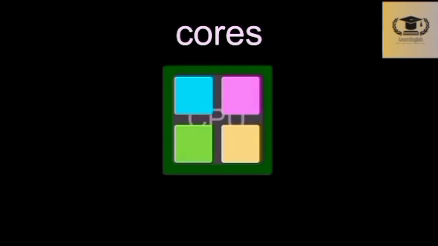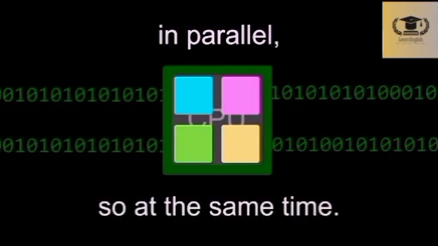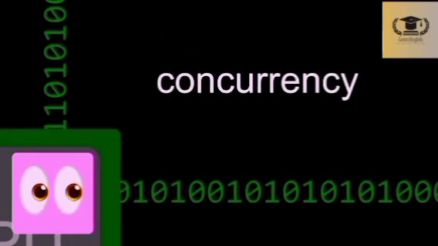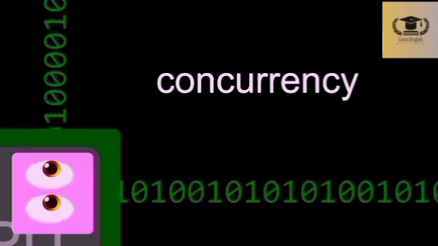What's even crazier though is that a CPU has multiple cores, which can all execute different instructions in parallel, so at the same time. Each core can also be split into multiple threads, which allows every single core to handle multiple instructions concurrently, so switch between them really quickly.